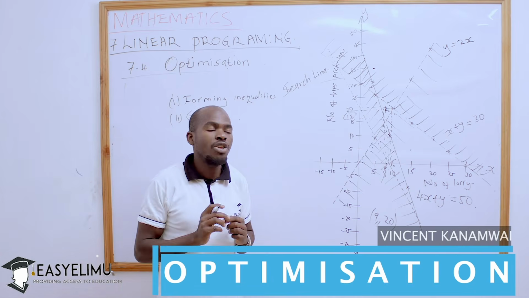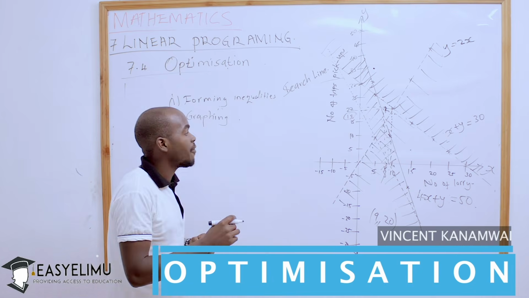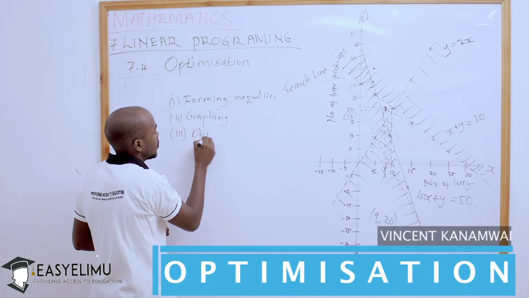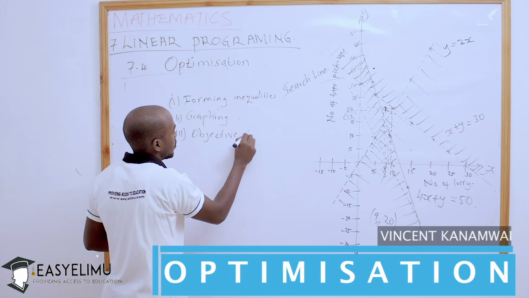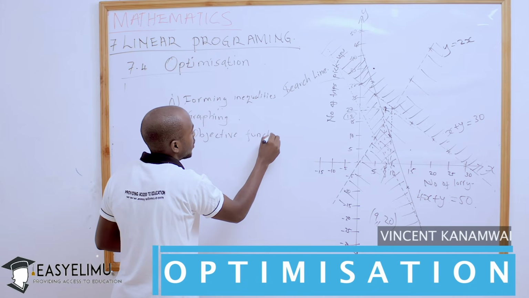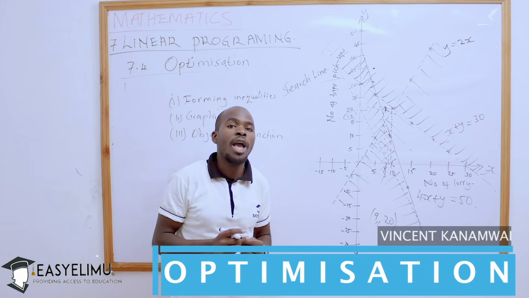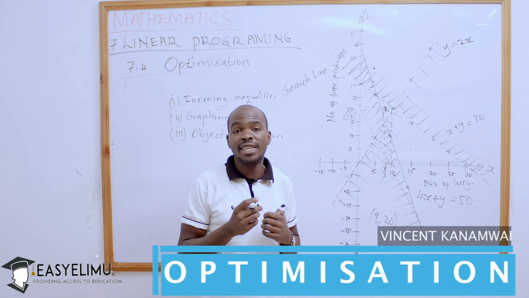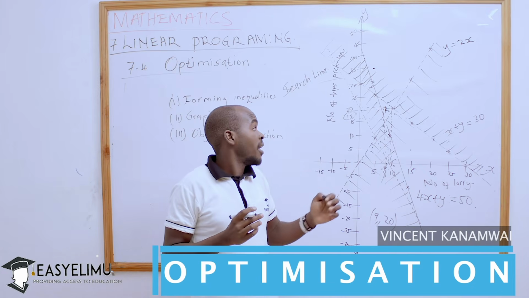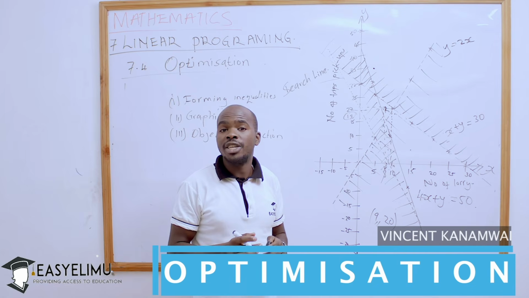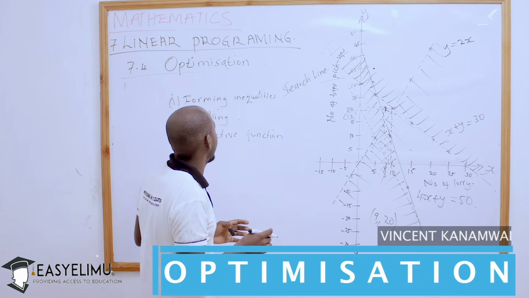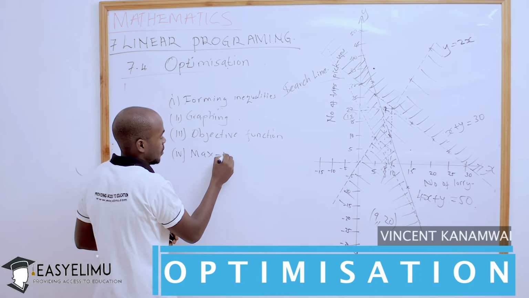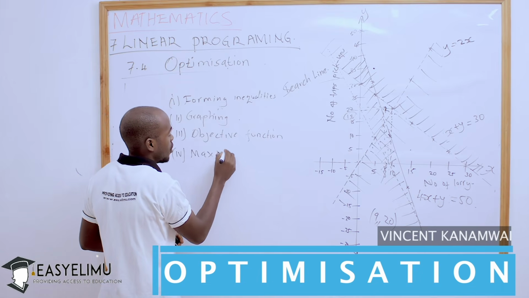After graphing the inequalities on a Cartesian plane, we found an objective function. You form an objective function, and this objective function will help you to find the search line, as I showed you. You equate it to any point, and then you select a point which is not in the area which you require, or the region which is satisfied. After that, you now maximize or minimize.